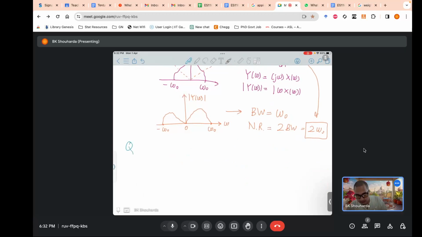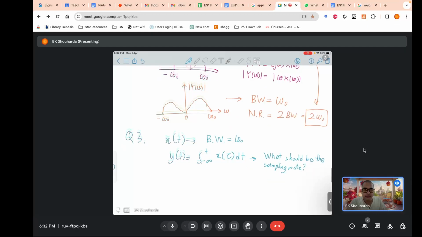Question 3 is once again a repetition of this, but in a different way. You have this x of t with bandwidth omega naught. Now you have the integrated version of x of t. They are asking what should be the sampling rate. Okay, now let's proceed in the same way.